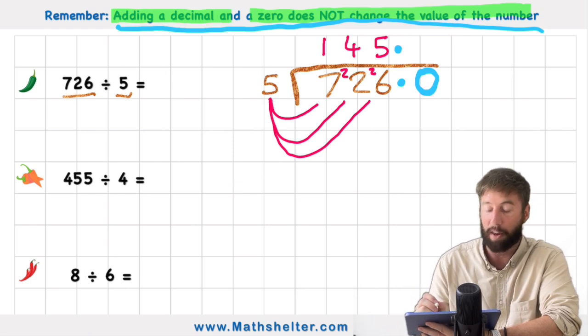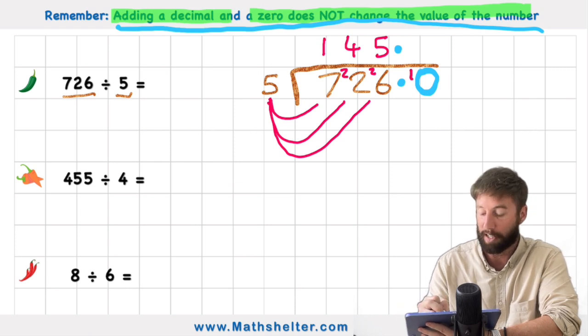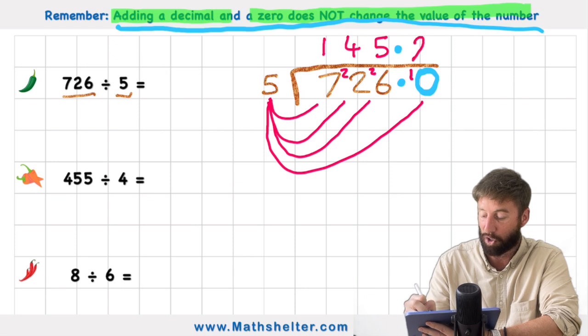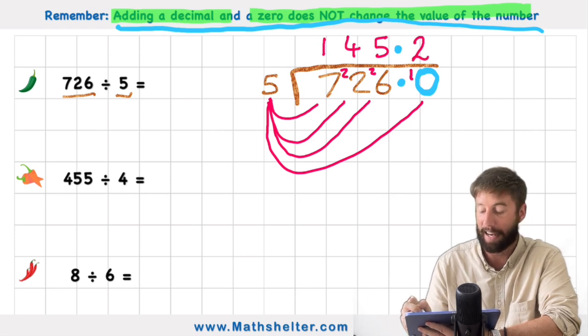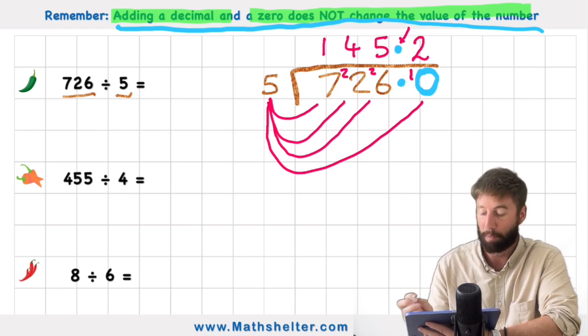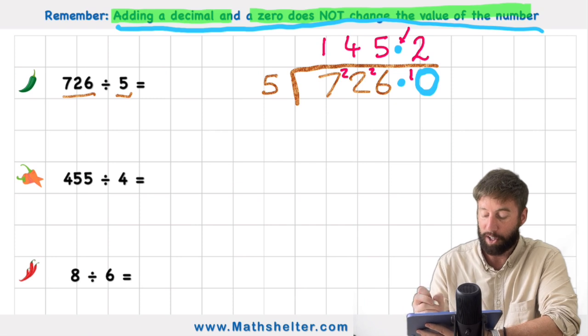Now I have somewhere that I can carry my remainder 1 over to, because now when I move my 1 over there, my next question says how many 5s are there in 10, and there are 2 5s in 10. So my final answer, making sure that I put my decimal point in place, is 145.2.